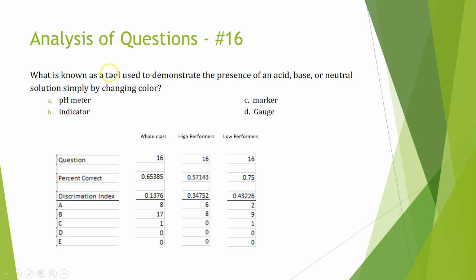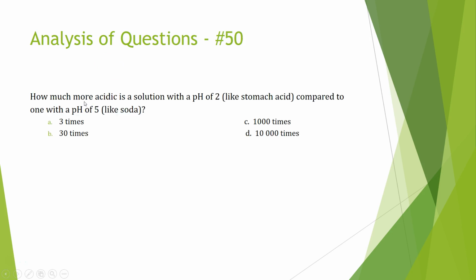It asks for a tool used to demonstrate the presence of an acid, base, or neutral solution by changing color. I think they saw tool and thought back to the lab that we did where we were measuring the pH using a pH meter, and the tool is a tangible thing for them, and so that's why they picked that. So maybe something I could reword going forward to help with understanding of that a little bit better. Maybe get rid of that word or reword the question in such a way where that is not the emphasis, and they don't see tool and then immediately pick the pH meter.